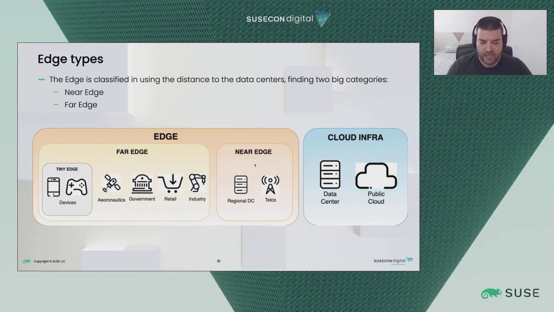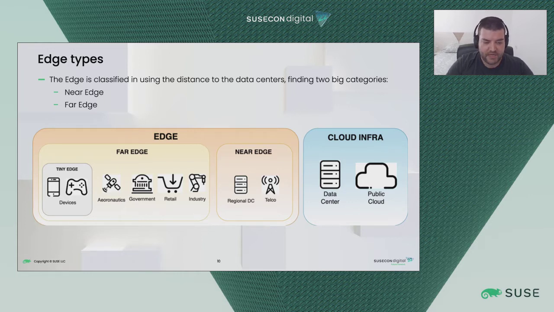So first of all, we have near edge. Near edge would be regional use cases, telco use cases. So basically, this is the domain of telco and entertainment providers. When we talk about far edge, we can talk about energy industry, aeronautics, government, retail, automotive. So fintech, almost any vertical you can think of has edge use cases. The amount of edge use cases is almost uncountable.